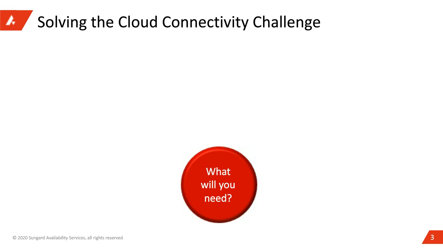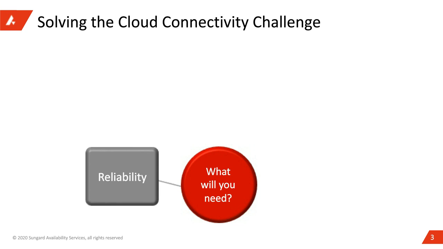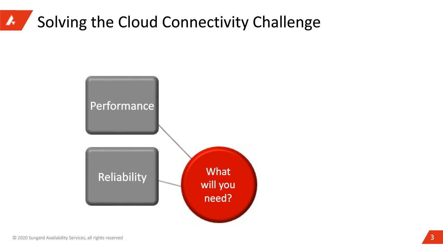So when you think about solving this cloud connectivity challenge, particularly to support hybrid and multi-cloud strategies, what is it that you're going to need from your network? First, reliability. You really need something that can quickly and flexibly enable resilient network and infrastructure solutions. Second, performance. We've mentioned this a couple of times. You really need a dedicated private connection that delivers low, consistent latency to support the application response times, as well as the performance that is needed by your end users.